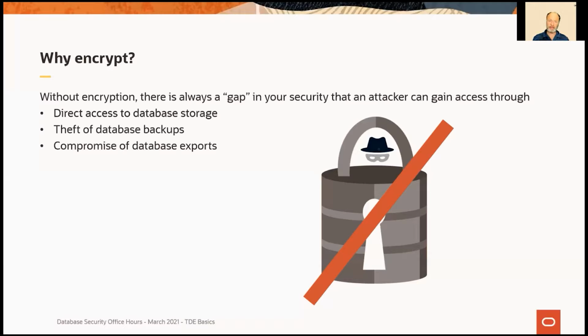If I'm an attacker and I gain access to the database server, I can log into the database and try and steal data that way, in which case controls like Database Vault will stop me, and audit capabilities like Unified Audit will tell you that someone has tried to do this. But if I'm a good attacker, I don't do that. Instead, I go against the underlying storage for the database.